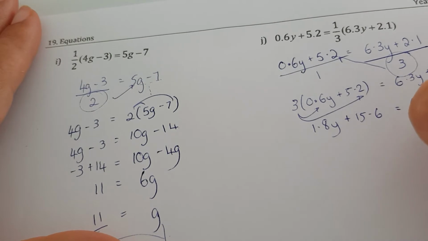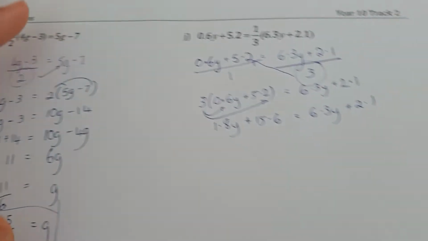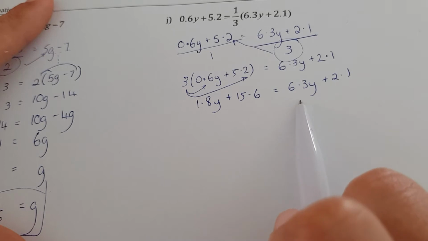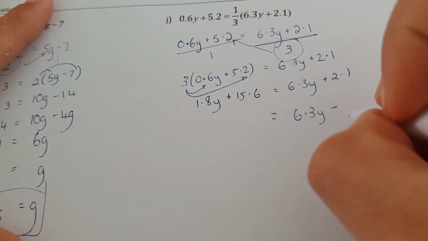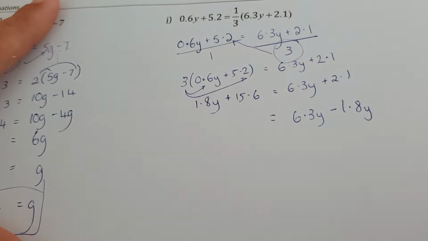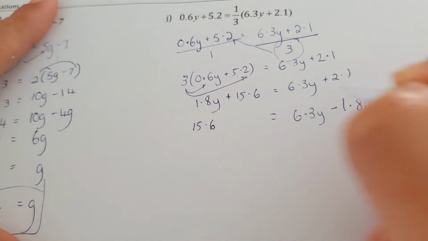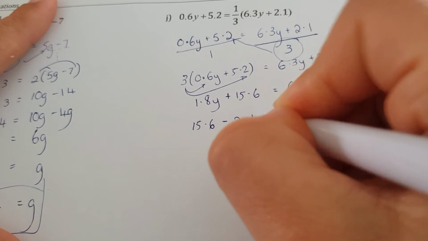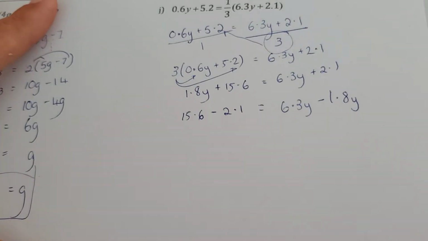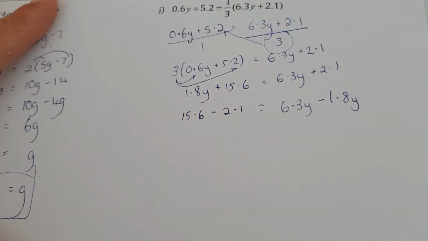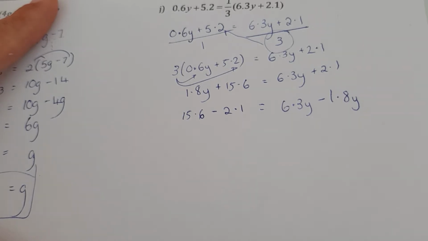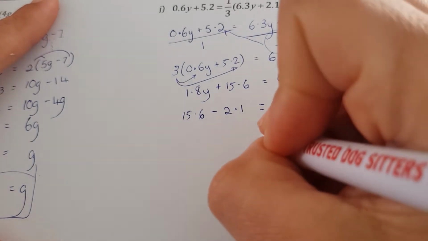And here I have 6.3y plus 2.1. Y is on one side, numbers on the other side. I prefer them on this side because the value is larger. So I have 6.3y minus 1.8y, because that was positive, equals 15.6 minus 2.1. These steps you should know, you've been doing this ever since Form 1. That gives 4.5y.